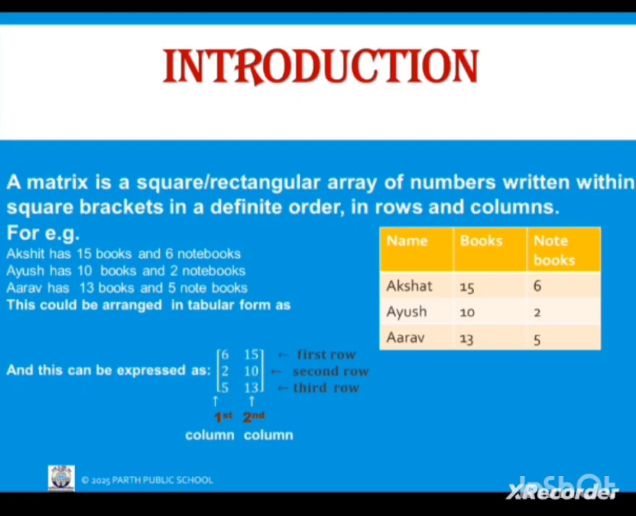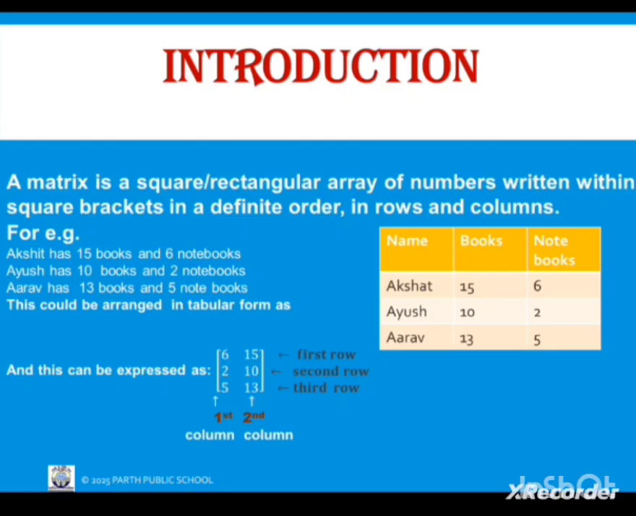Ayush has 10 books and 2 notebooks. Arav has 13 books and 5 notebooks. We can arrange this in tabular form as you see on the screen. On the right hand side, you can see the table in yellow color. How can we arrange this information in tabular form? But there is another way to represent this information. This is called the matrix.